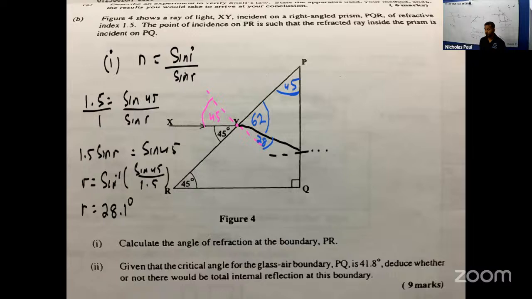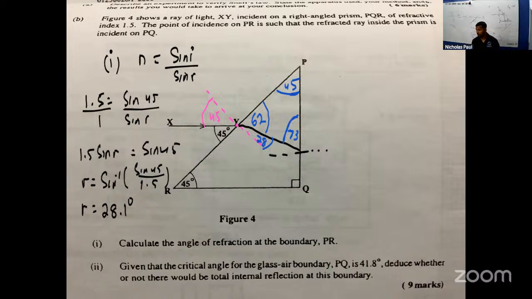Up there is 45, right? So how much is here? Yeah, take it back. 73. Is that correct? 113. Well, 107. Nice.